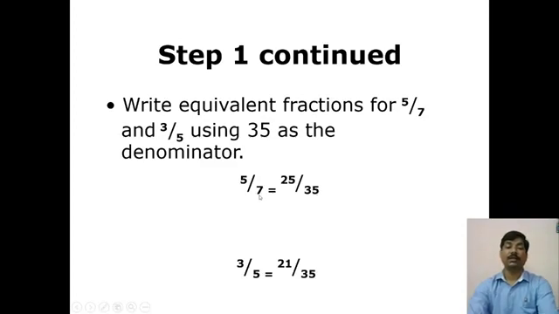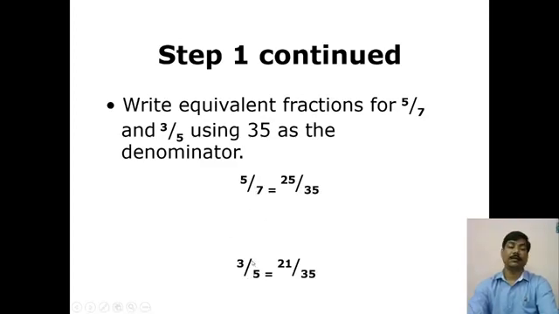So now you are converting the denominator 7 into 35. It means 7 multiplied by 5, we are getting 35. So you have to multiply with the same number the numerator of this fraction. So 5 multiplied by 5, we will get 25. So 25 upon 35 is the equivalent fraction of 5 upon 7.